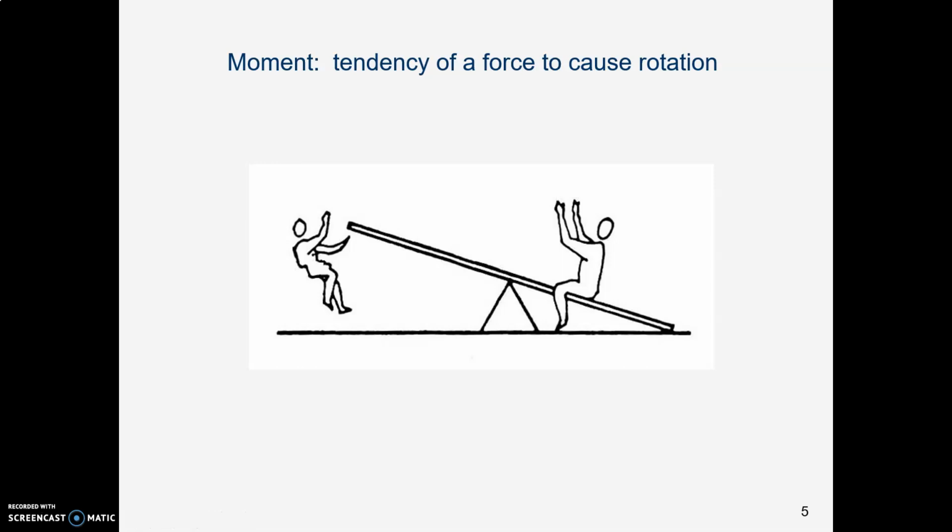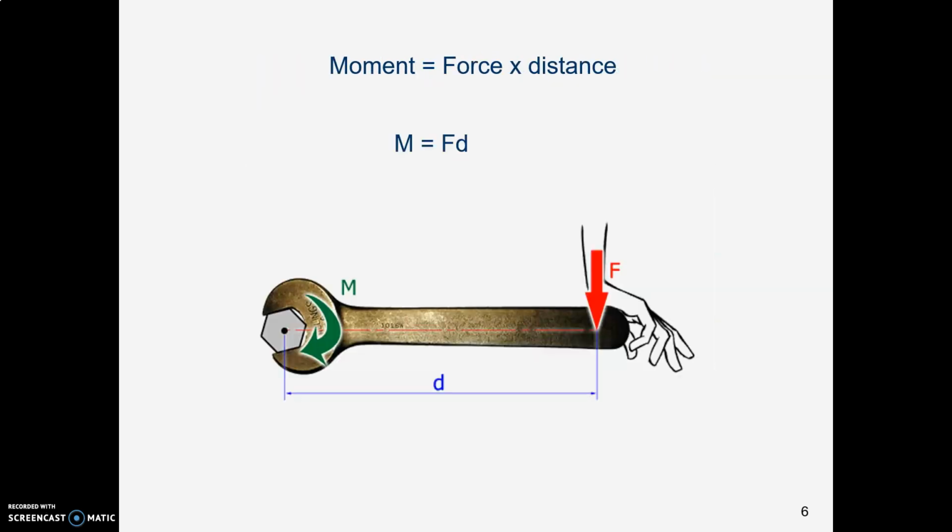And this takes us to the idea of moment. Moment is the tendency of a force to cause rotation. And you can figure out moment with this formula. Moment is force times distance. Like with this end wrench, the force of your hand pushing down some distance away from the bolt head causes the thing to turn.